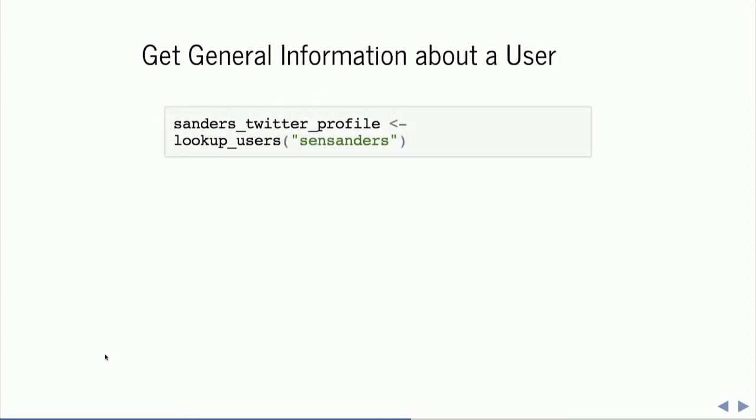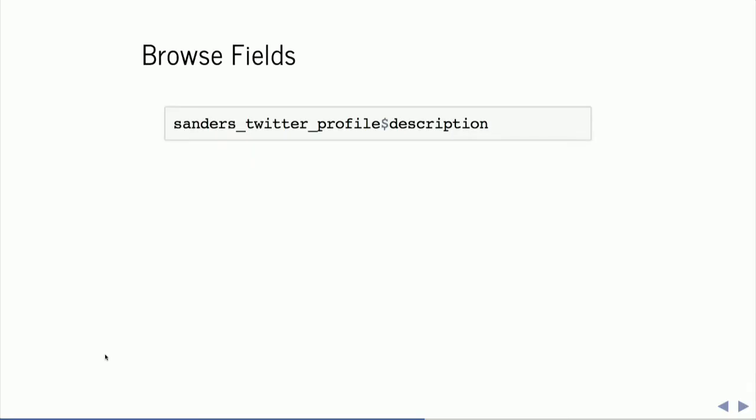Then, very often we might want to get information about Senator Sanders and who he is. We could get that from this function called Lookup Users. We could get a description of who he is, so this will say something like he's the senator from Vermont. We'll get his location, which will say Vermont, I think. We can get his number of followers.